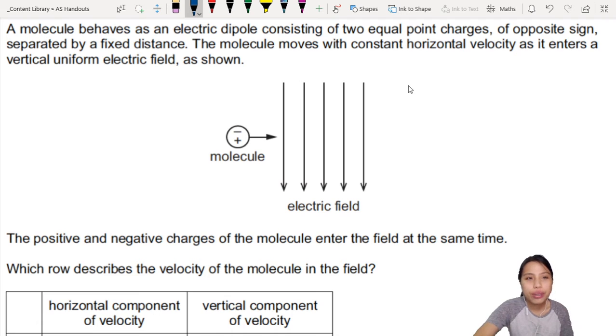Okay, so you have a molecule behaving like a dipole. Dipole means got two poles, a negative and a positive. Two equal point charges, so you can think of it as one charge here, one charge there, opposite sign, fixed distance. The molecule moves with a constant horizontal velocity going into a vertical uniform electric field. Once it comes inside here, what's going to happen? They enter at the same time. So which row describes the velocity, horizontal and vertical component?